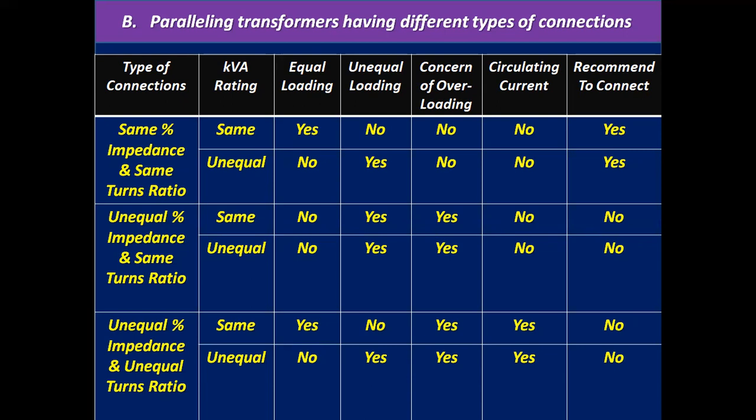Type of connection: unequal percentage impedance and unequal turns ratio. For same kVA rating, equal loading, yes. Unequal loading, no. Concern of overloading, yes. Circulating current, yes. Recommended to connect? No. For unequal kVA rating, equal loading? No. Unequal loading? Yes. Concern of overloading? Yes. Circulating current? Yes. Recommended to connect? No.